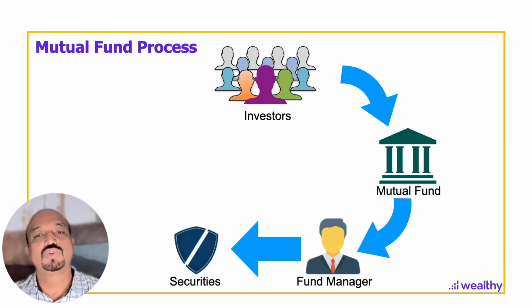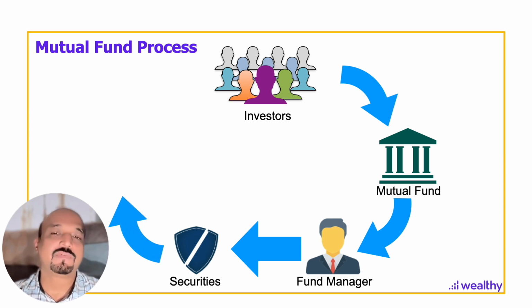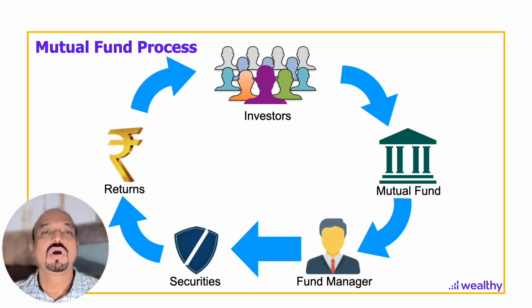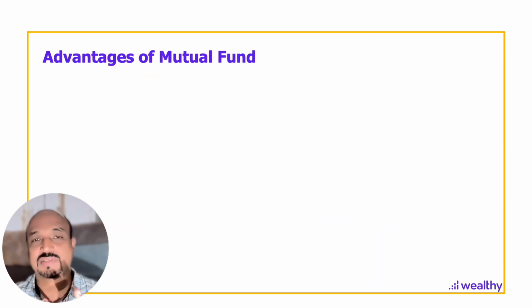Their role is to deploy that money into various asset classes or different securities, depending on the objective of the particular fund. Whatever returns are generated from there are passed back to the investors. This is how a mutual fund typically functions. Now let's try to understand the different types and advantages of a mutual fund.